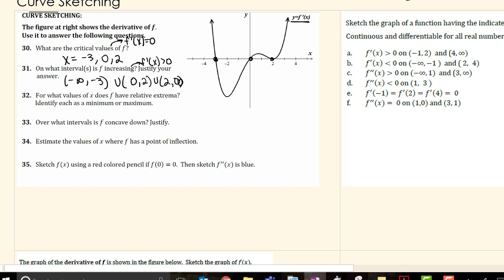For what value of x does f have a relative extrema? That means that we are changing from positive to negative or negative to positive. So remember, minimum is negative to positive. So we have a min at x equals 0. Maximum is positive to negative. So we have a max at x equals -3.